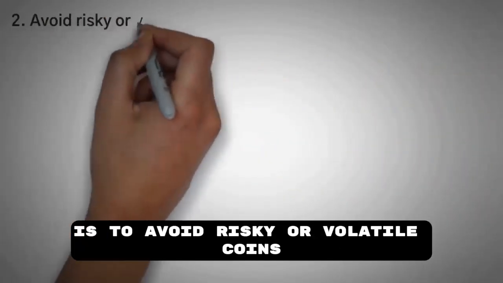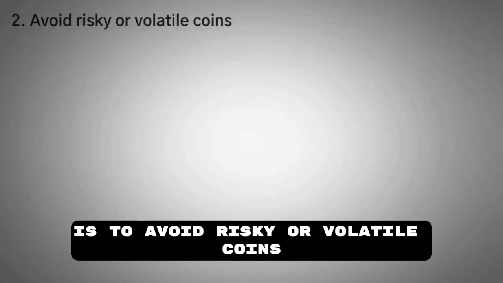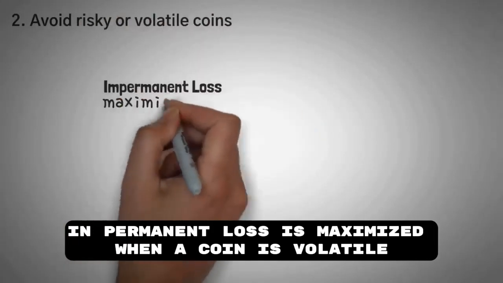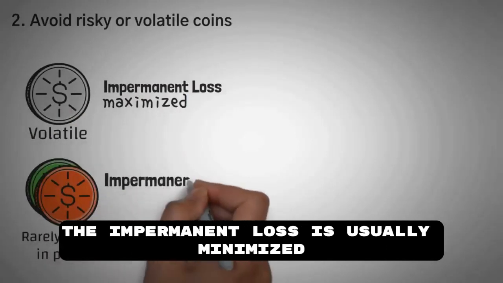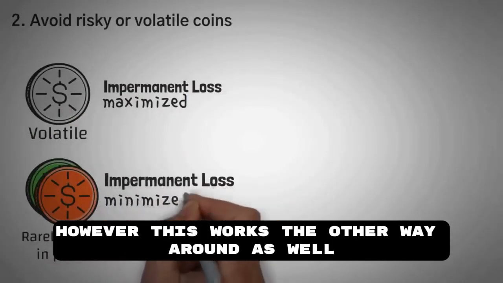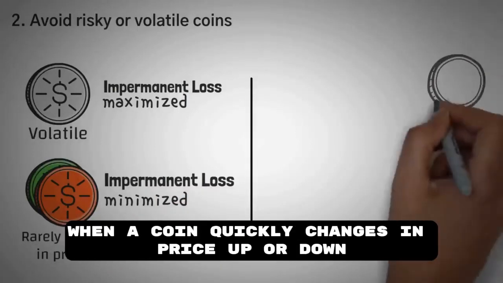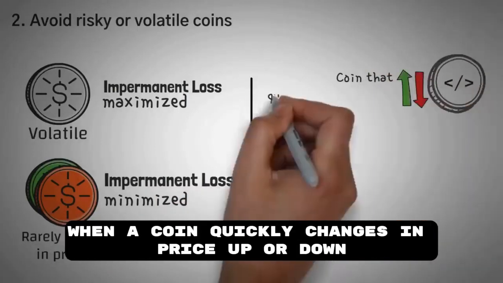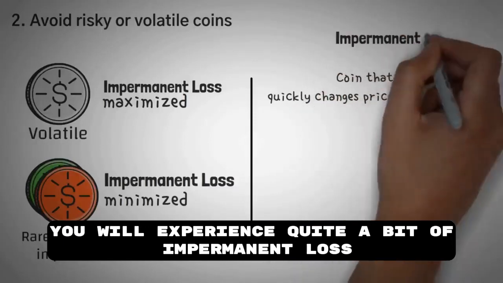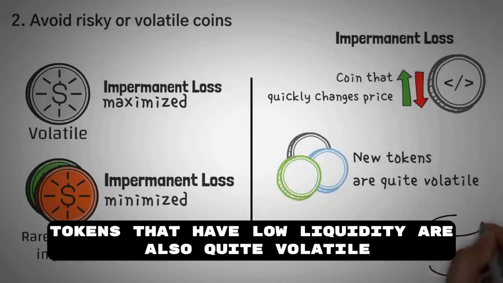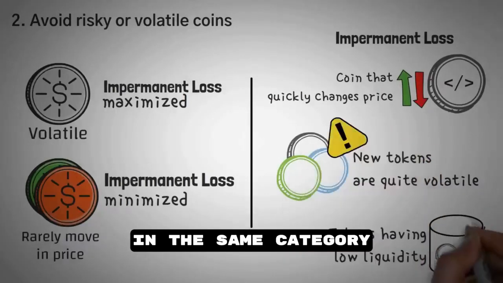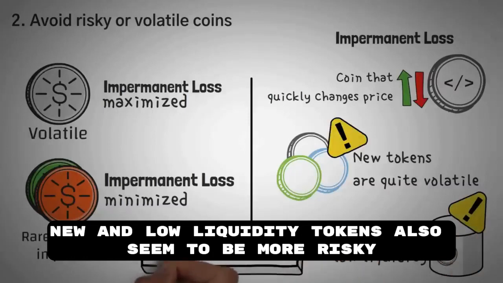Speaking of risks, the second way to avoid impermanent loss is to avoid risky or volatile coins. Impermanent loss is maximized when a coin is volatile. Since stablecoins rarely move in price, the impermanent loss is usually minimized. However, this works the other way around as well. When a coin quickly changes in price up or down, you will experience quite a bit of impermanent loss. Many tokens that are new are quite volatile, and also tokens that have low liquidity are also quite volatile. In the same category, new and low liquidity tokens also seem to be more risky.